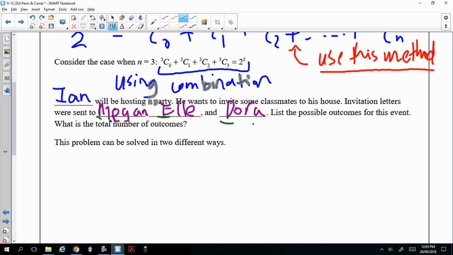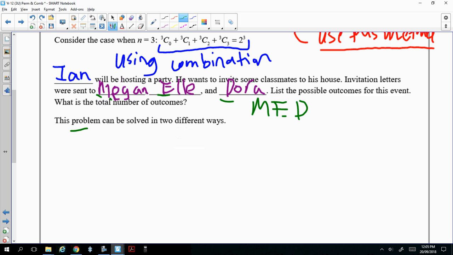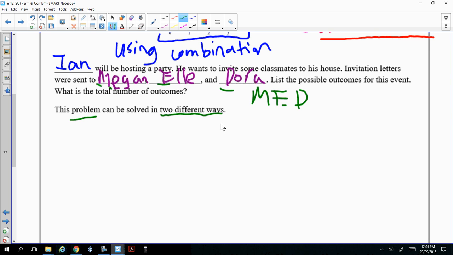All right, let's list the possible outcomes for this event. What's the total number of outcomes? We're going to solve this problem in 2 different ways. So who can tell me what the possibilities are when the letters were sent? How many people can come to his house? Who can come to his house?